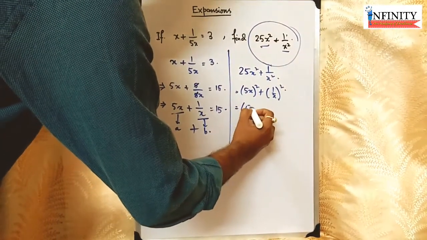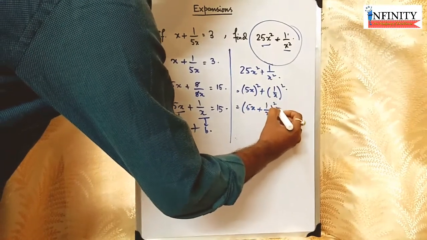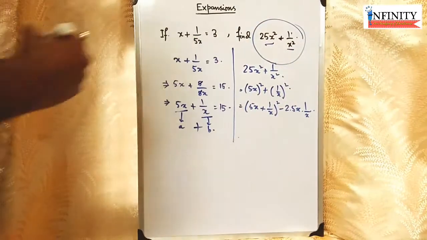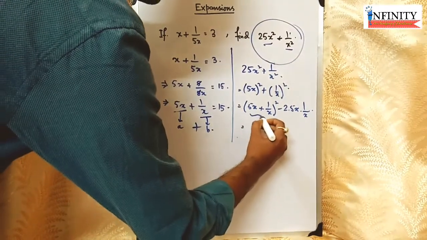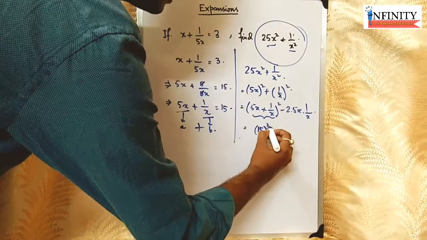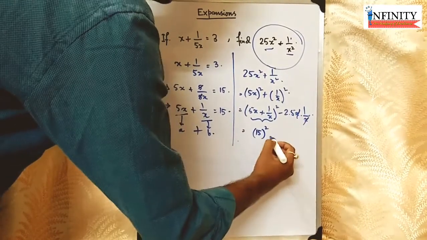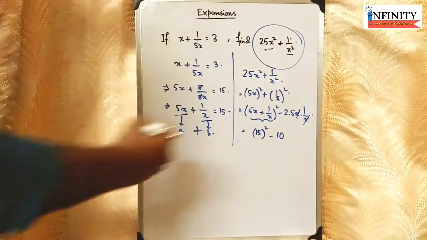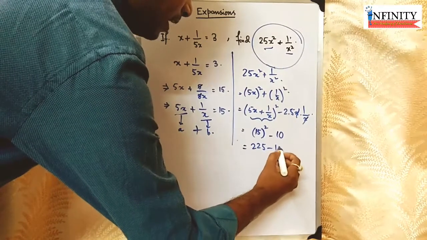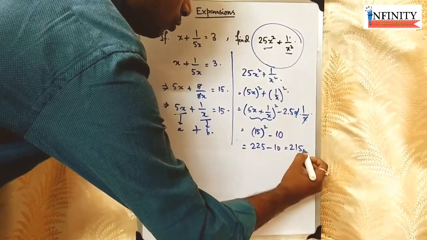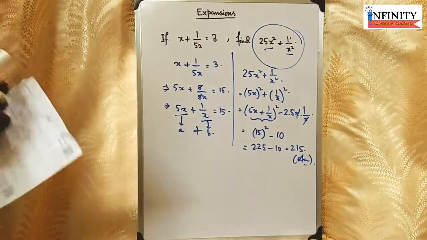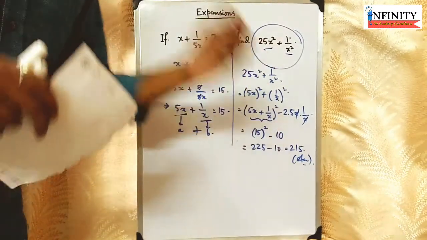So this will be 5x plus 1 by x whole square minus twice into 5x into 1 by x, right? Then this value is already known, that is 5x plus 1 by x equals 15, that is 15 square minus 10, twice into 5, 2 into 5, correct? And this will be 225 minus 10, and it is 215. This is very simple. So if x plus 1 by 5x equals 3, then this equals 215.